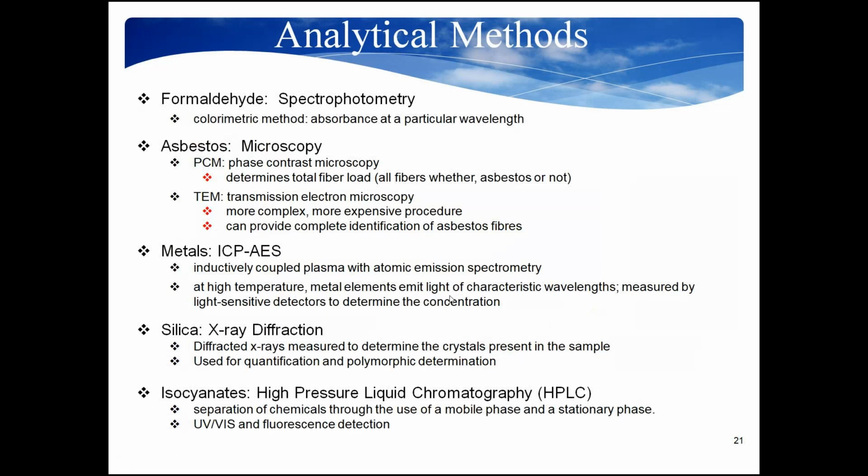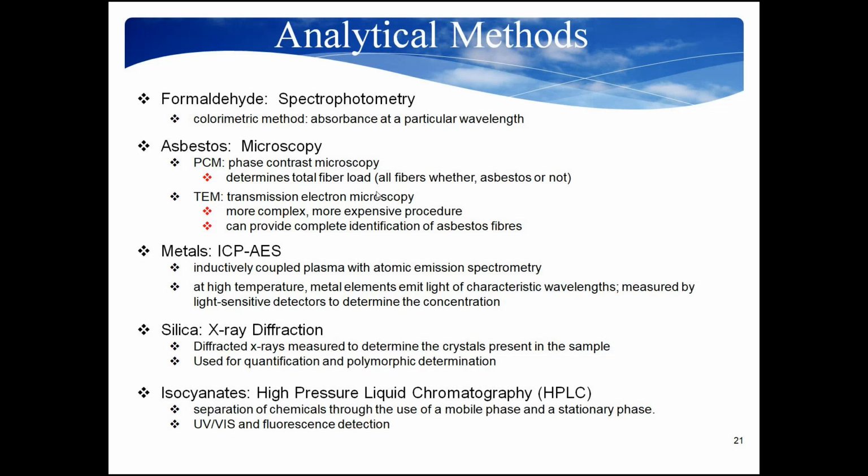And other analytical methods might include, for asbestos, microscopy. There's a couple different types of microscopes that can be used. Phase contrast microscopy determines total fiber load. It can't really differentiate between asbestos or other fibers. Or if you need to know exactly your asbestos concentration, you would use transmission electron microscopy. And of course, there's cost considerations for those two methods.